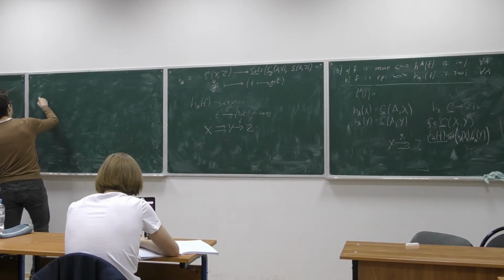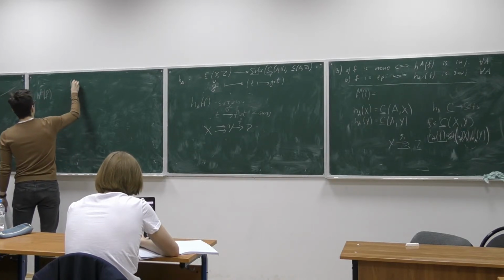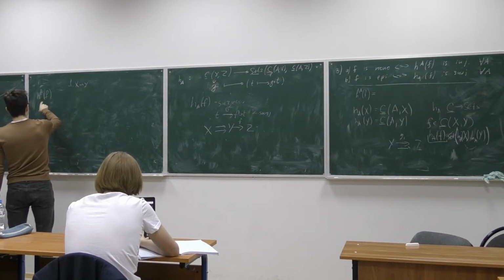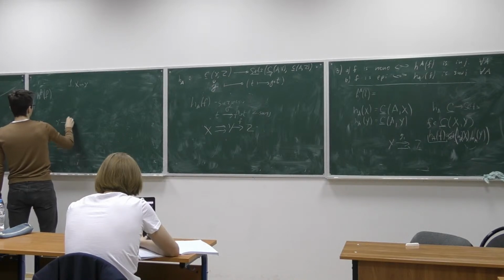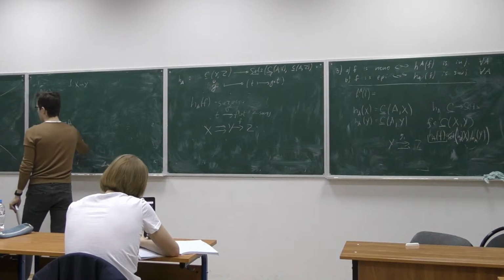So we consider HA of F. What does it do? Well, let F be a map between X and Y. Then we have the set of all maps from Y to A.